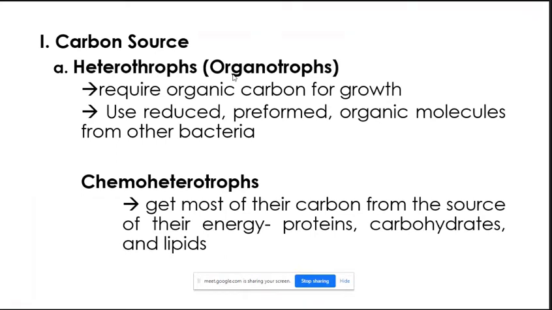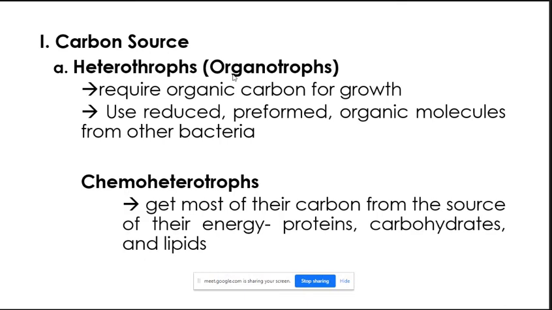Okay, so let's start with the carbon source. When we say carbon source, now you are now again trying to classify the bacteria, either they are heterotrophs or are they autotrophs or lithotrophs. So ano naman yung heterotrophs?